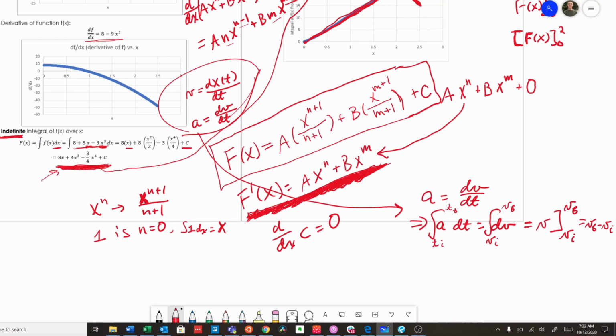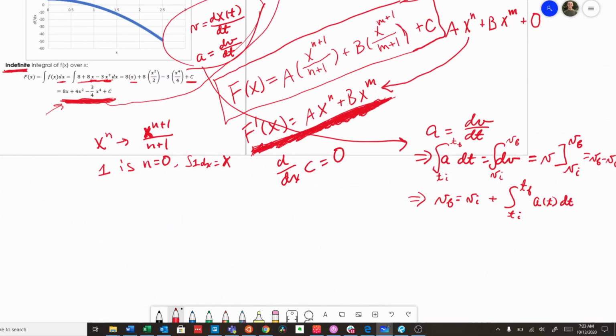Here I'm plugging each one of these values into my capital F, right? This is my antiderivative. And then what that tells me is that v final minus v initial is equal to this integral from t initial to t final of the acceleration as a function of time, dt. Or maybe better yet, I can add v initial to both sides, and I would get v final is equal to v initial plus this integral of acceleration over time.